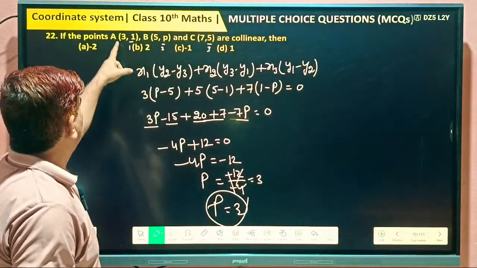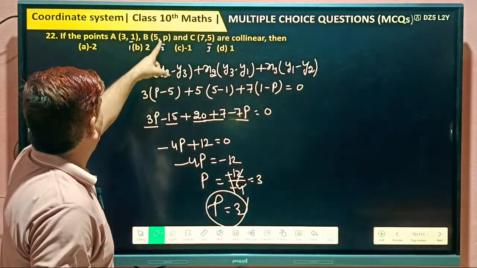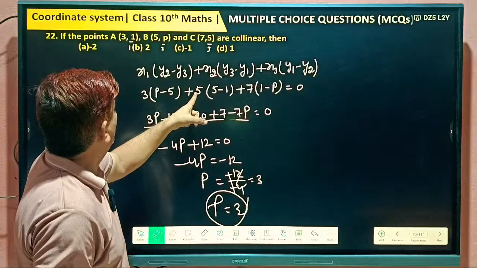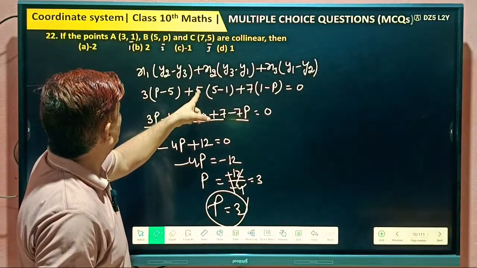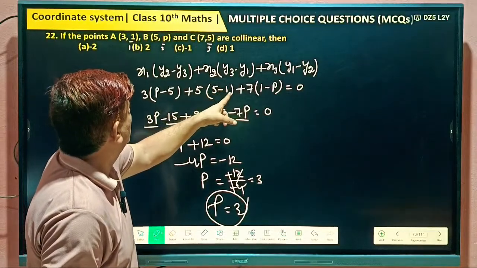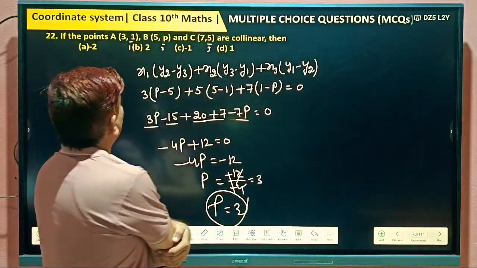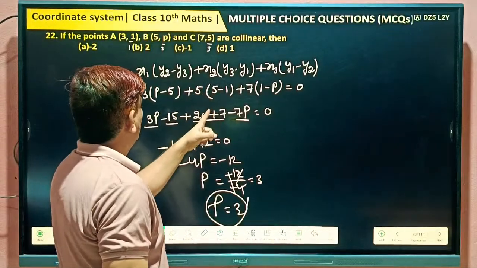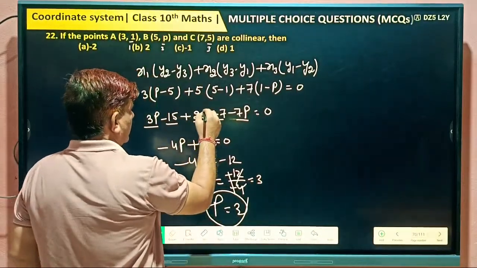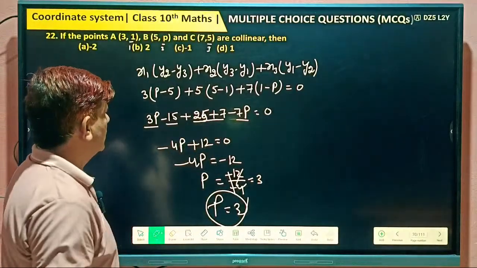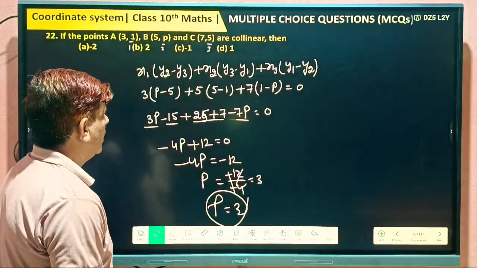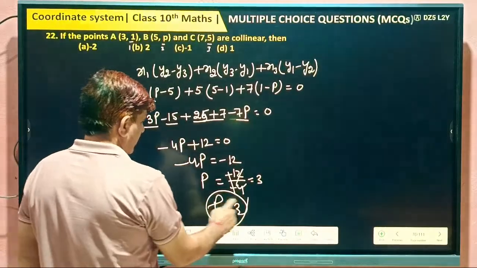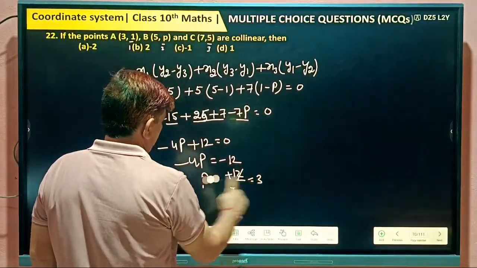What's our x equal to 3, y2 is p minus y3 is 5, plus x2, y3 5, y1 this, plus x3, y1 minus y2, 3p minus 15, 5 fives are 25 coming here. What's 25? So how much left? 32. So again here, it may be possible the calculation mistake is this.